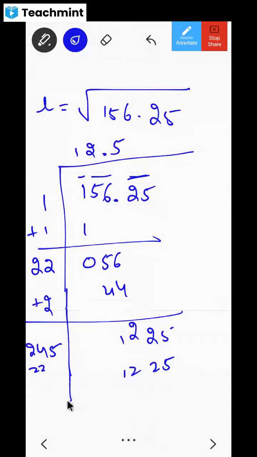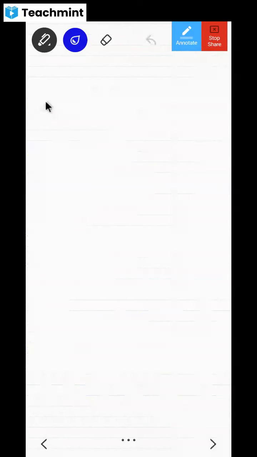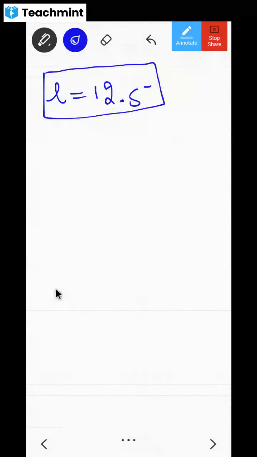Did I explain this or not? Tell me, first of all. Yes, sir. I have told this in your 9th class also. I have explained this. So under root 156.25, if you don't know, don't worry, I will tell you one more time how to do it. For the time being, under root 156.25, just understand it is 12.5. So what is the value of L? L is equal to 12.5. Do you want me to make a separate video on how to find square roots?